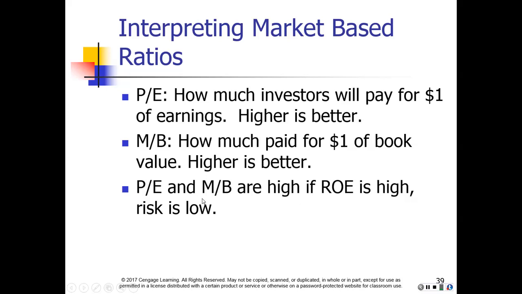So PE ratio and market to book value ratio are high if the return on equity is high and risk is low, both. A lot of times people will say, just look at the PE ratio and buy stocks with a high PE ratio. Well, they're ignoring one thing, right? They're ignoring risk. So if the risk is high, then of course you don't want to buy that stock.